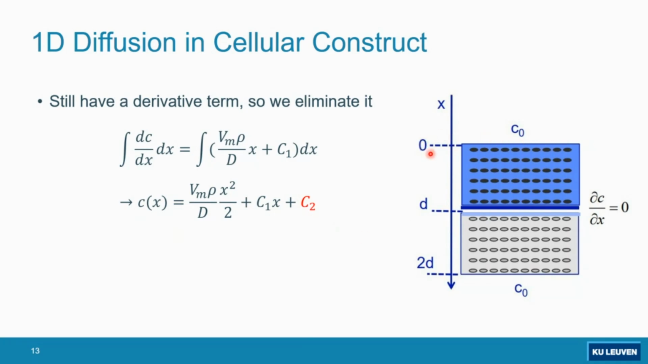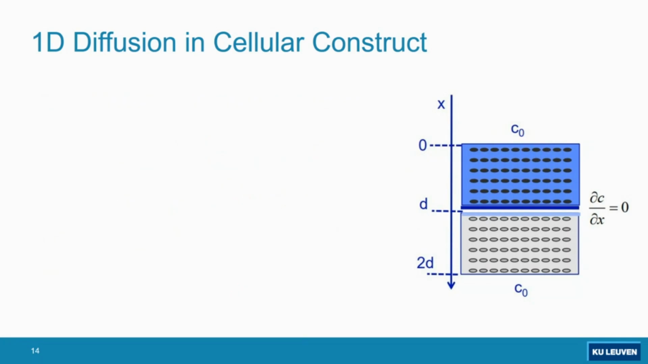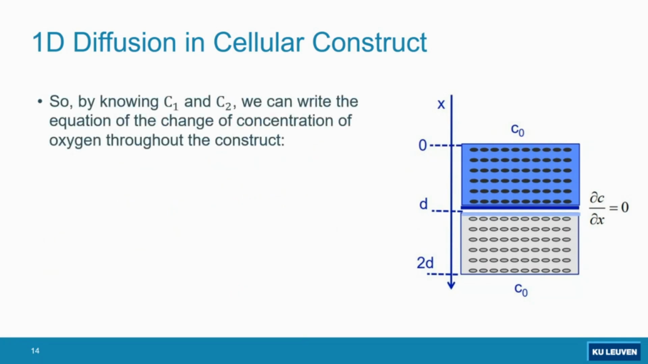So it's time for the next coefficient, C2, again applying another boundary condition, which is very obvious here. We know that when C is C0, X is 0. So it can be simply applied like this. And then we know that C2 is indeed equal to C0, the initial concentration. So by knowing C1 and C2, we can go on and obtain the final equation.